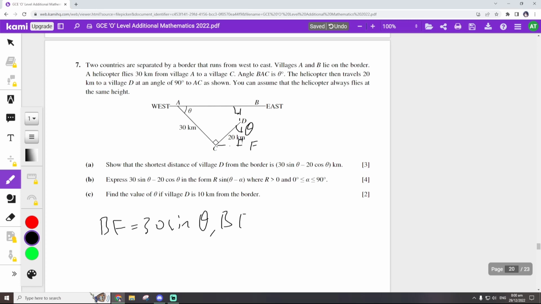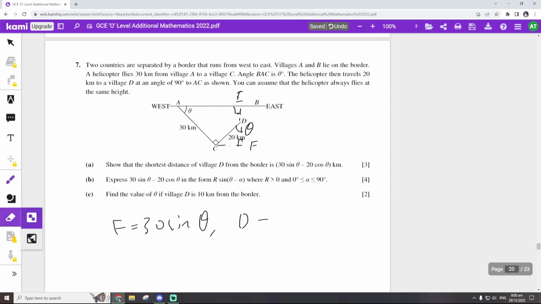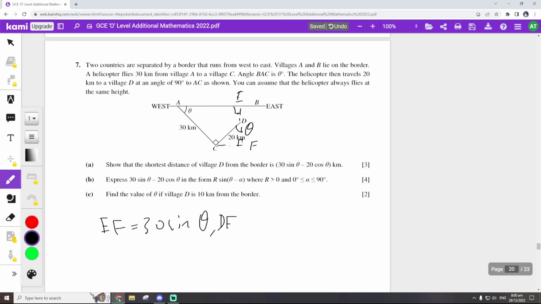And BD equals to, well, not BF, but rather the foot of perpendicular. So let's call it E. Okay? ED is the distance we want. Let's call this DF. DF is 20 cosine theta, right? Because adjacent, yeah. So you just take EF minus DF, and that will be the answer.